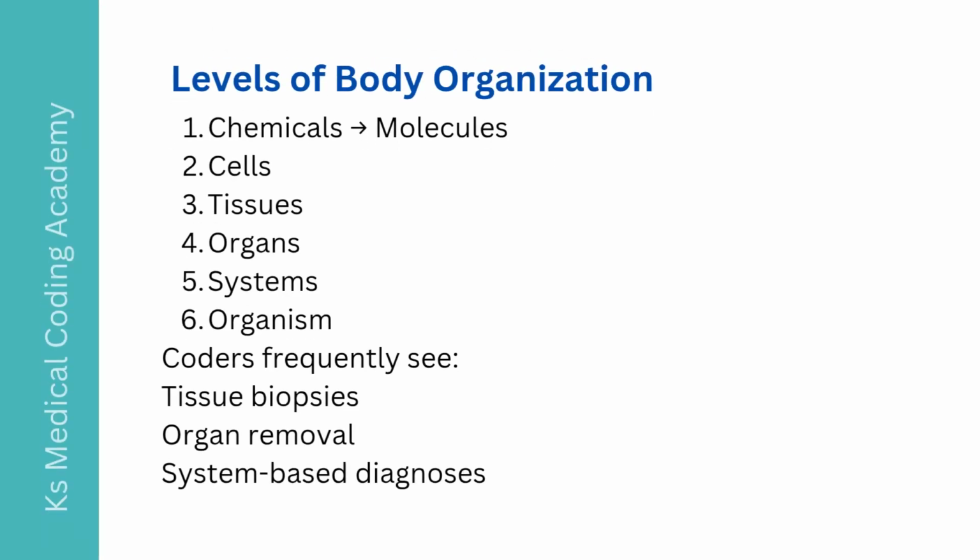Levels of body organization. The human body is organized in a series of levels: chemicals, cells, tissues, organs, organ systems, and the complete body. Coders frequently encounter diseases or procedures that target a specific tissue, organ, or system. Understanding this hierarchy helps decode complex clinical notes.